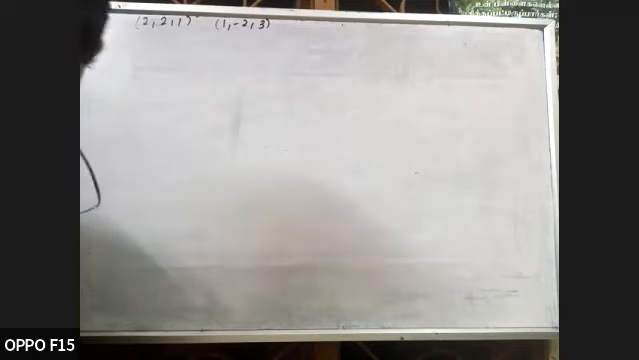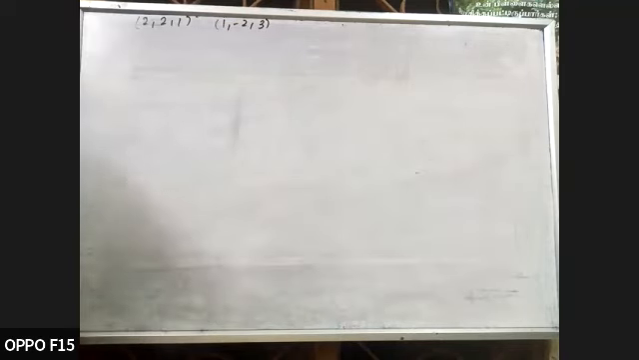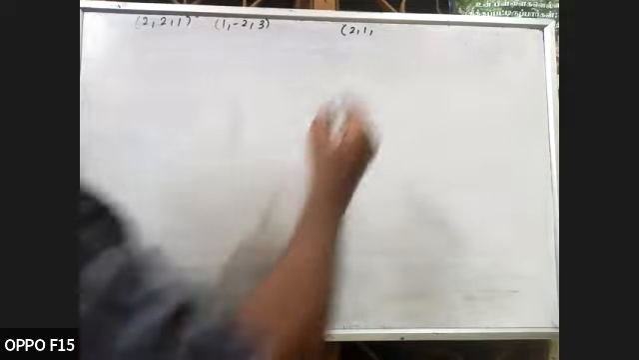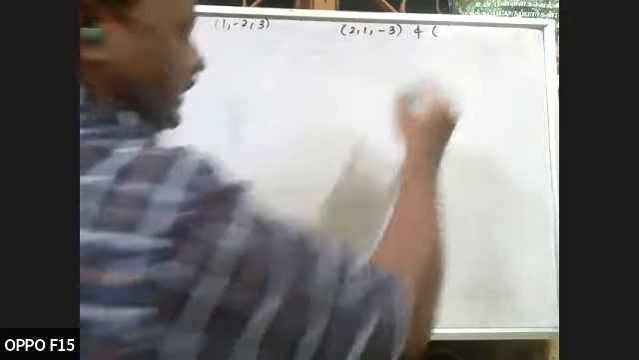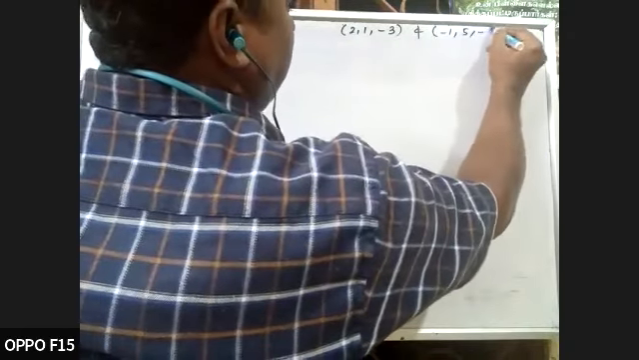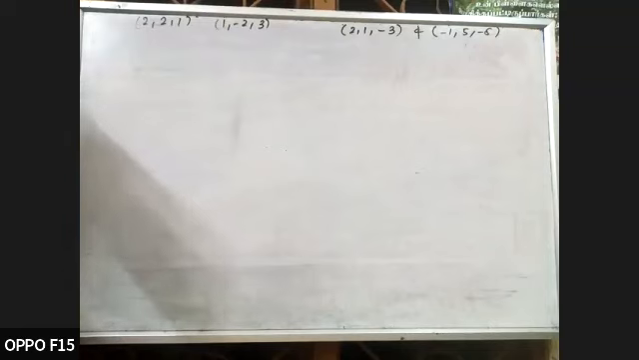And parallel to the straight line passing through the point 2, 1, minus 3 and minus 1, 5, minus 8. Find the parametric form of vector equation and Cartesian equation of the plane passing through the points 2, 2, 1, 1, minus 2, 3 and parallel to the straight line.